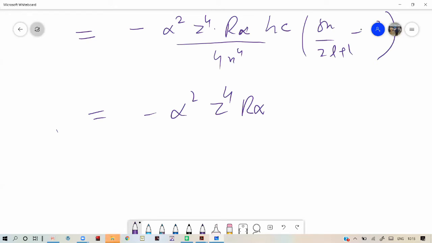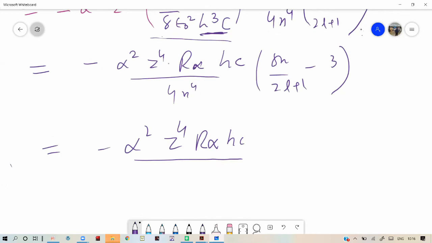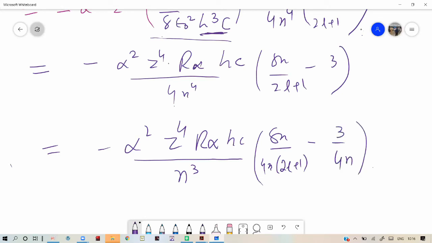What I will do, there is hc, let it be here. And I will take this, there's 8n, there is 4n. So I will take 4n inside the bracket. There we will be left with n cube. So 8n divided by 4n into 1 over 2 plus 1 minus 3 by 4n.